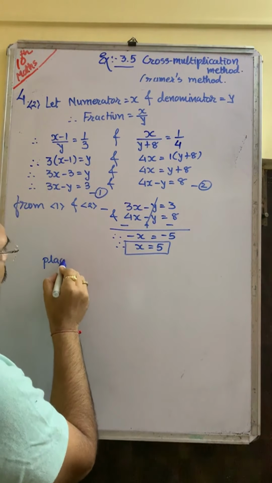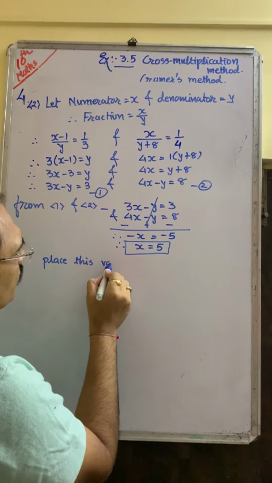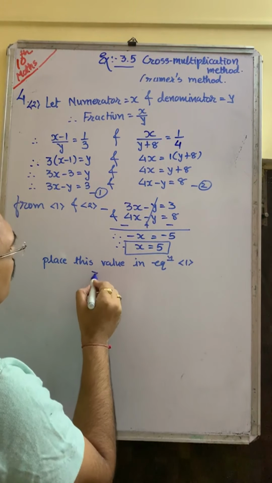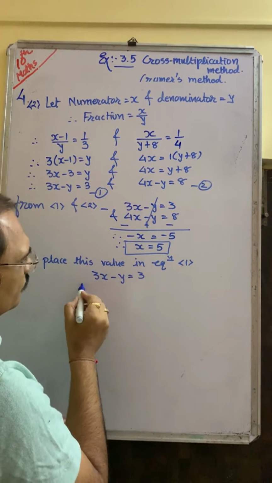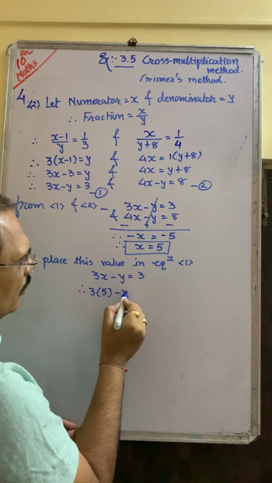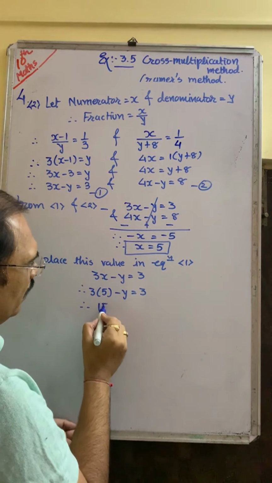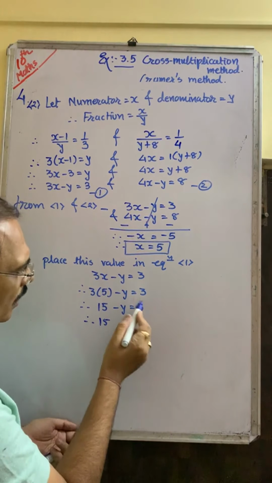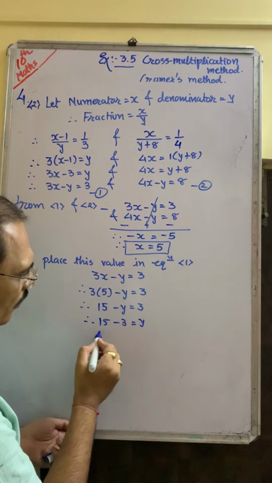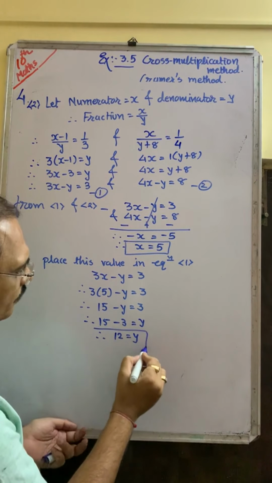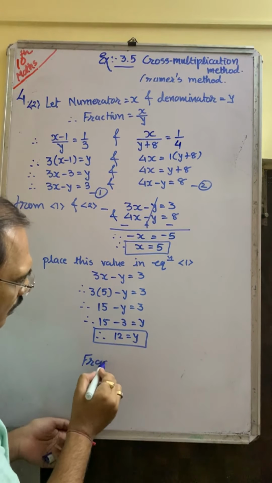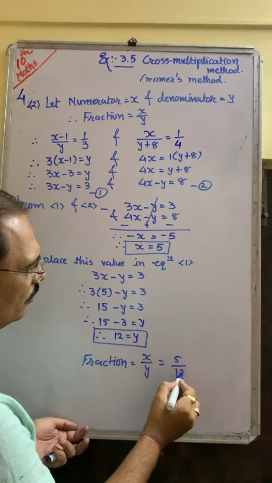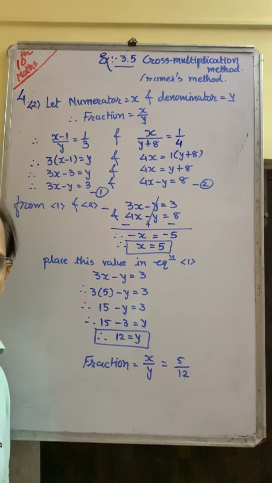Place this value in equation number 1 or 2. We select 1. 3x minus y equals 3. x is 5, so 3 5s are 15 minus y equals 3. Is it okay? So 15, take plus 3 to this side as minus 3, and minus y this side plus y. So 12 equals y. So what is your answer? The fraction is x upon y. x is 5 and y is 12. This is your answer. Okay?